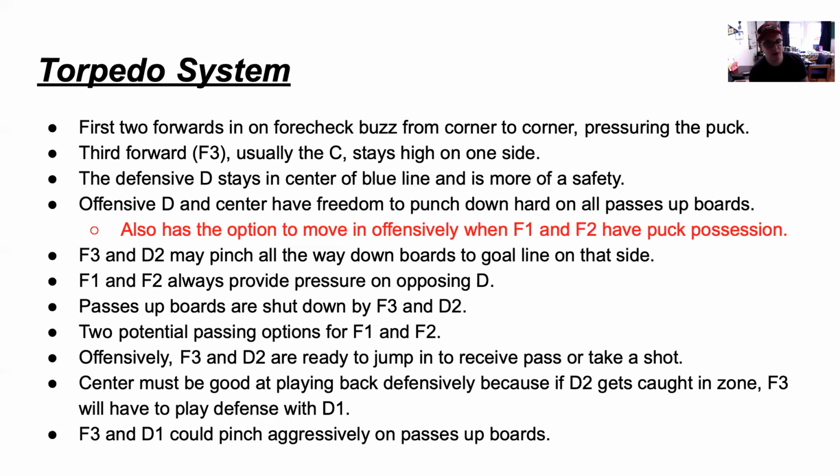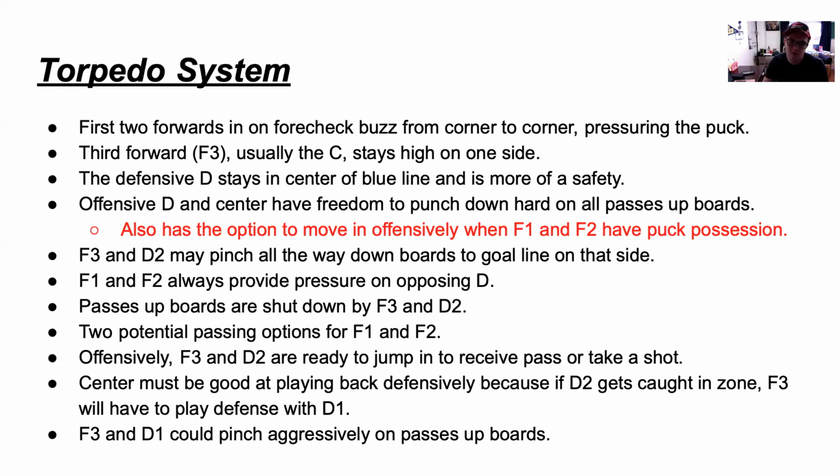The center must be good at playing back defensively, because if D2 gets caught in the zone, F3 will have to play defense with D1. Like what we talked about in chapter 1, remember, the center, that's your offensive and defensive. Now, every position does that, but mostly the center has the biggest responsibilities on the ice. And F3 and D1 could pinch aggressively on the passes up the boards.